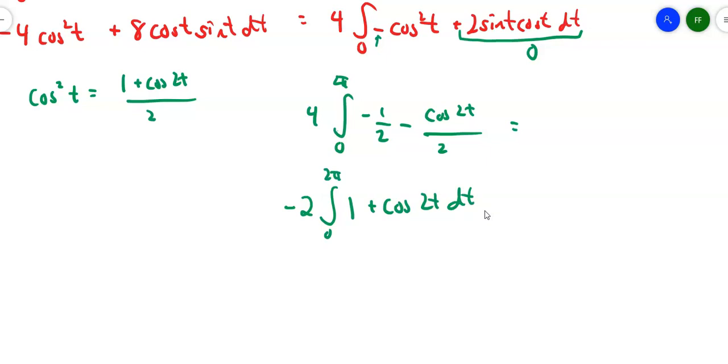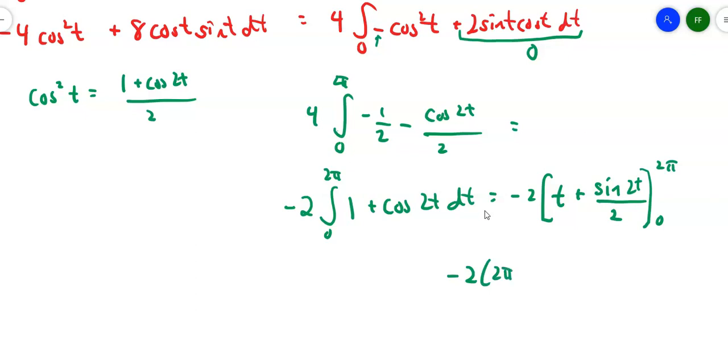So now if I do 4 times a negative half, I get a negative 2. Put the negative 2 on the outside, the 1 on the inside. 4 divided by 2 is 2, so let's pull the negative 2 out, and now I don't have a denominator anymore. All right, so this will give me a negative 2 times t. Integral of cosine is sine, so plus sine of 2t over 2 by the chain rule, evaluated at 2 pi and at 0. So I get negative 2 times 2 pi. You notice that over here, the sine of 4 pi is 0, the sine of 0 is 0. So I get negative 4 pi.